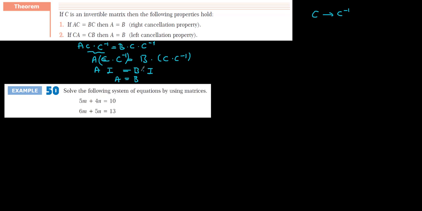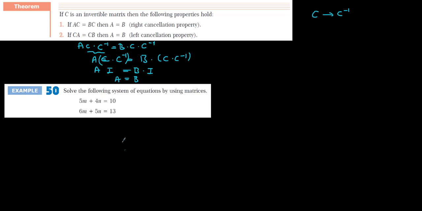You remember when we were talking about the properties of multiplication, we said that this is not in general like this. In which condition is it like this? When C is an invertible matrix. So A can be equal to B in this condition. And for solving this question, we can use this property also. I'm going to use that property now.